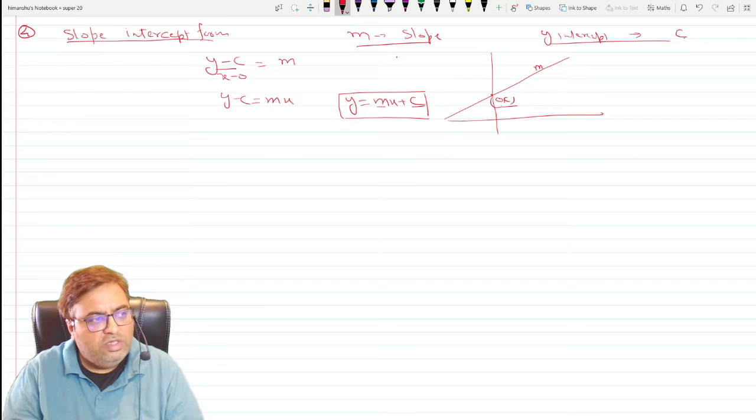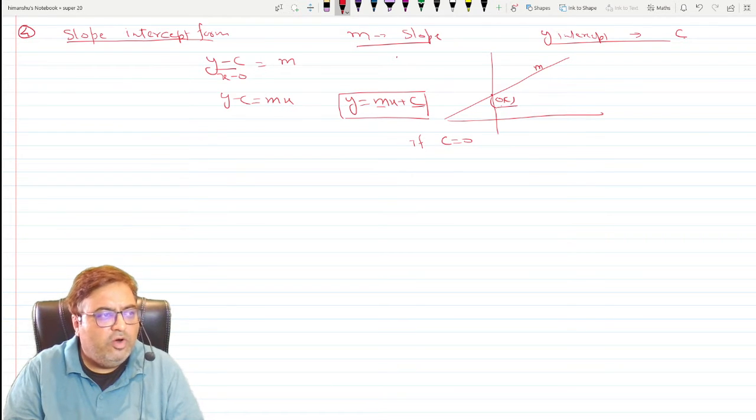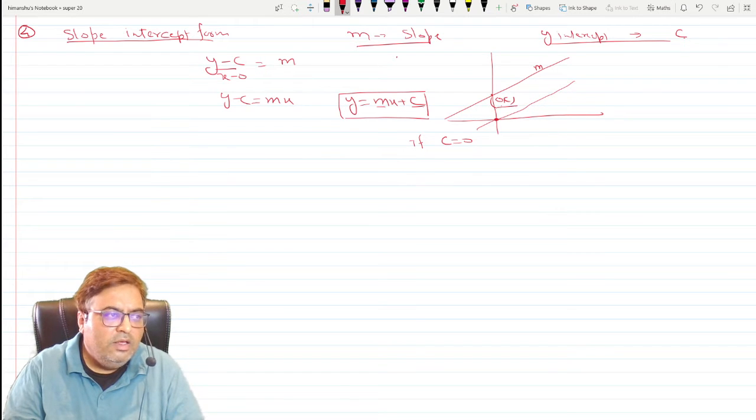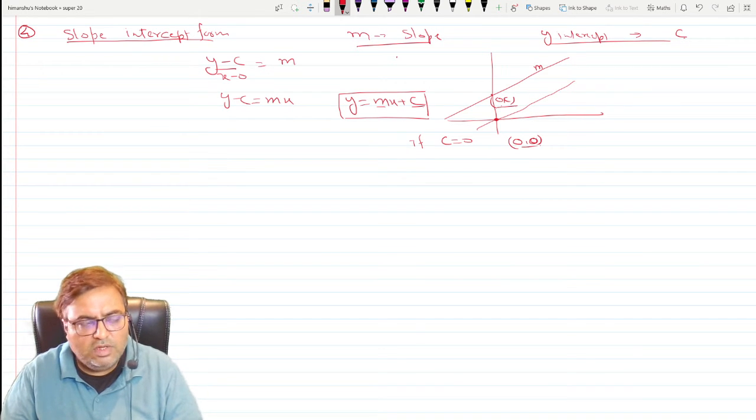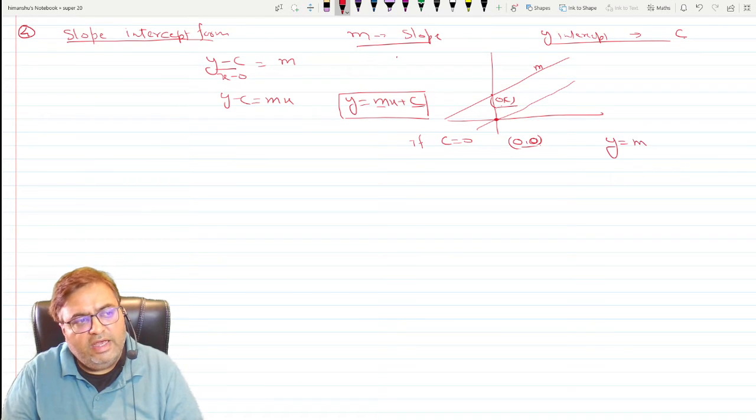Now if c is 0, then this point will come over here like this. That means the line will pass through (0, 0). If the line passes through (0, 0), then the equation of the line will be y equals mx. This will be a homogeneous equation, that means the constant part is equal to 0.